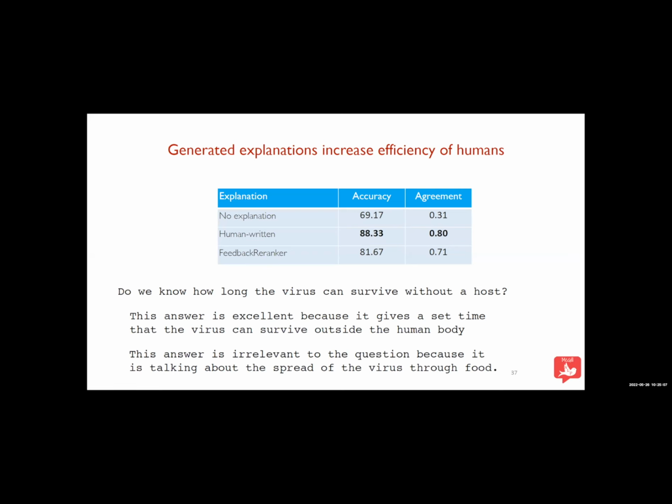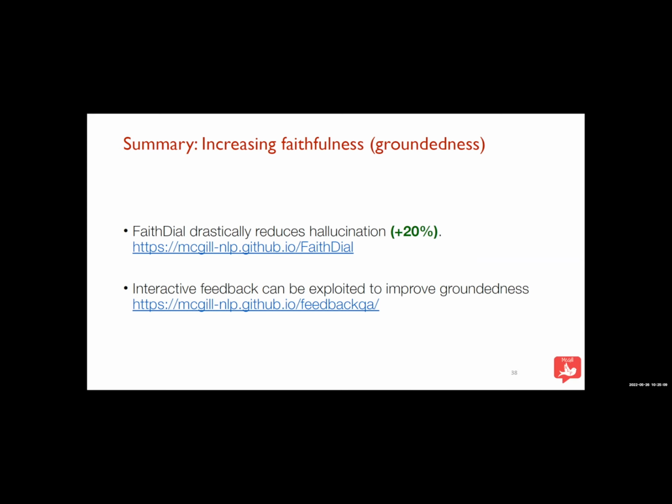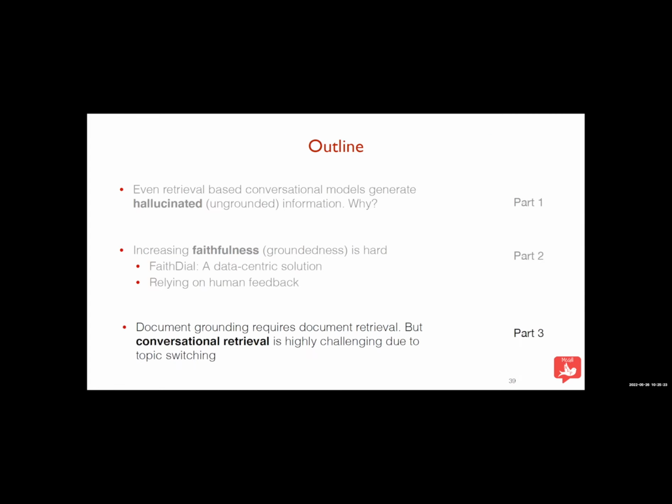So both ways. Yeah, so in summary, to increase faithfulness, we have to look into our data sets and reduce hallucinations. FaithDial is one of those, and also we can make use of explanations to improve the groundedness. And for the final part, until now we have seen that we have already given you a retrieved document, and we are testing whether the generated response is grounded on the retrieved document. But how hard is the retrieval itself, conversational retrieval itself? And it turns out it's very hard.